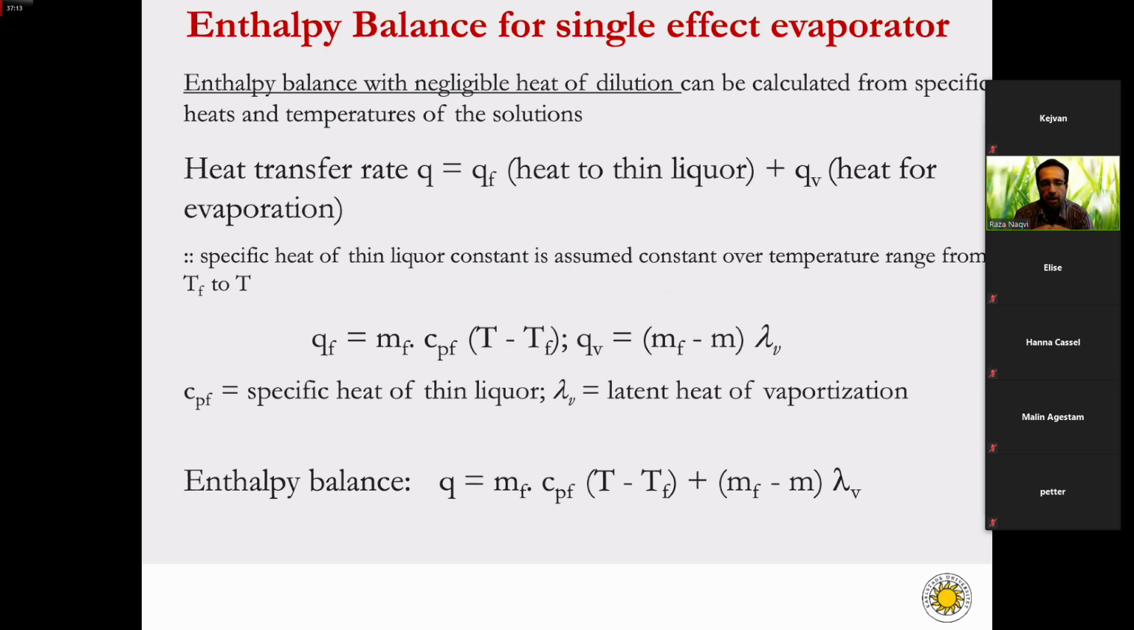And you can write your enthalpy balance like this: q is equal to the same equation that you have used many times in heat transfer, m cp delta T. M is the mass flow rate, cp is the specific heat, delta T is the temperature difference, right? So you can write your enthalpy balance in terms of different types of heat transfer equations.